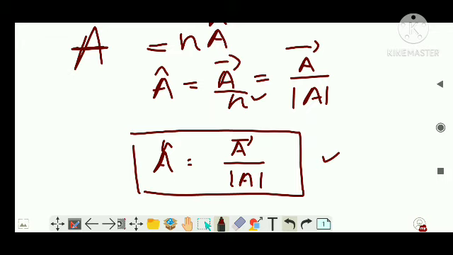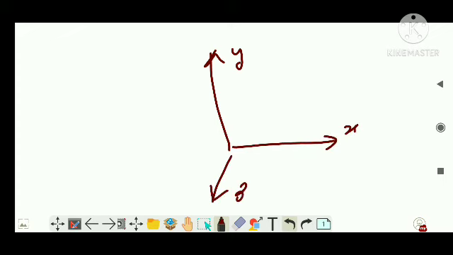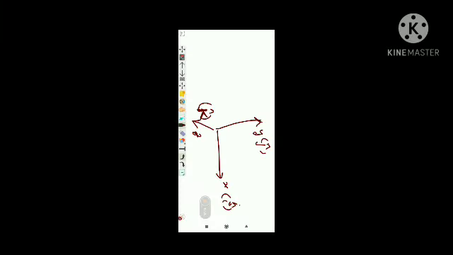Clear? Now there are 3 universally accepted coordinate axes. This is the y direction, this is the x direction, and this is the z direction. There are fixed unit vectors for each coordinate. The unit vector for x direction is i cap, j cap for y direction, and k cap for z direction. Keep that in mind; we'll use it in the next section.